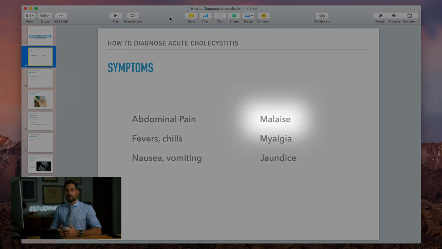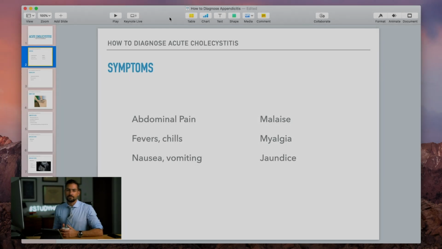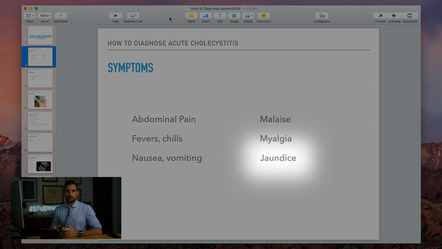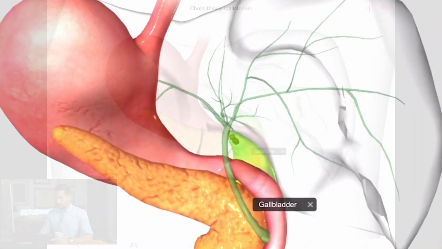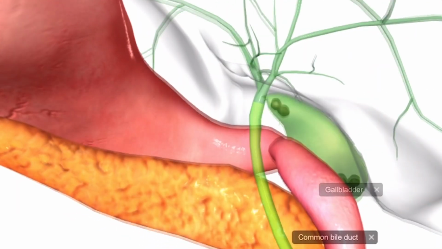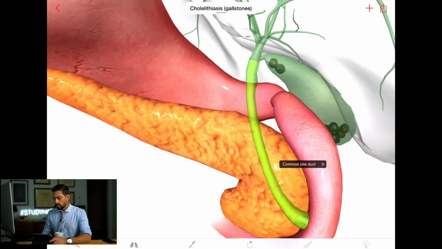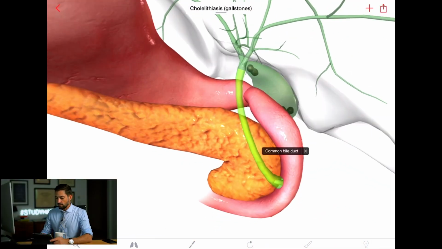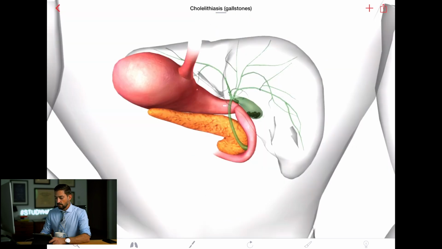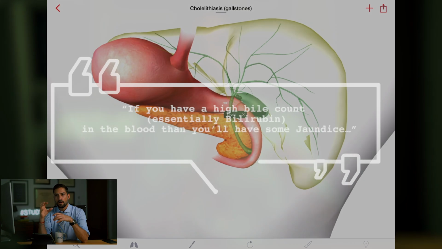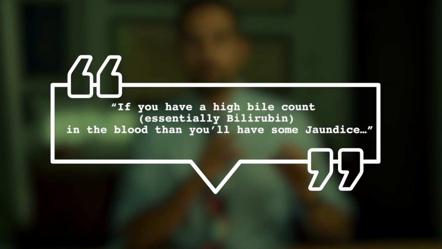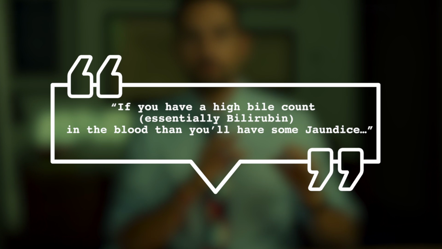Malaise, they just don't feel right. They may have some myalgias. Those are very non-specific. And then they may have some jaundice. Now, jaundice takes us into kind of a different territory. Let's go back to the iPad here. If the patient is jaundiced, that means one of these stones has probably gotten caught in the common bile duct. Once the common bile duct gets obstructed, the bile will back up into the liver, and then that bile will leak into the blood. And if you have a high bilirubin in the blood, then you'll have some jaundice.